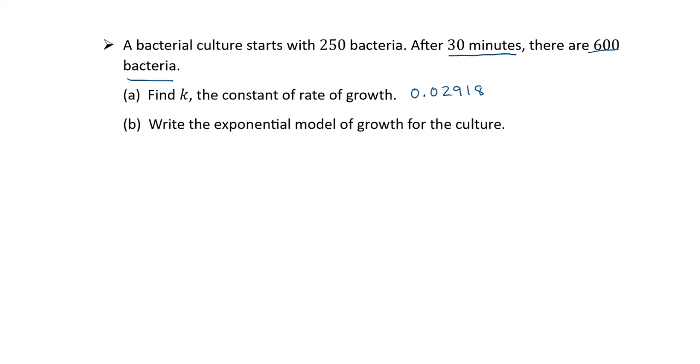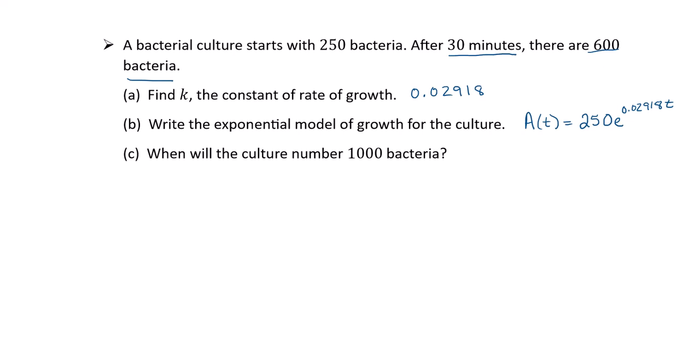Now let's write the exponential model of growth for the culture. The amount at time t will be my A sub 0, which is my 250 starting, e to the k, which is 0.02918t. So we have an exponential model of growth where the independent variable is t in minutes.